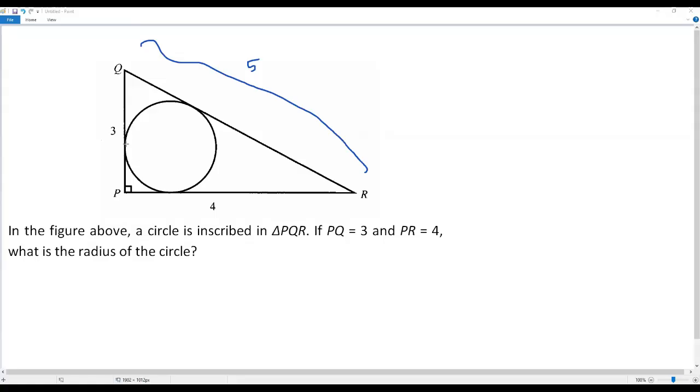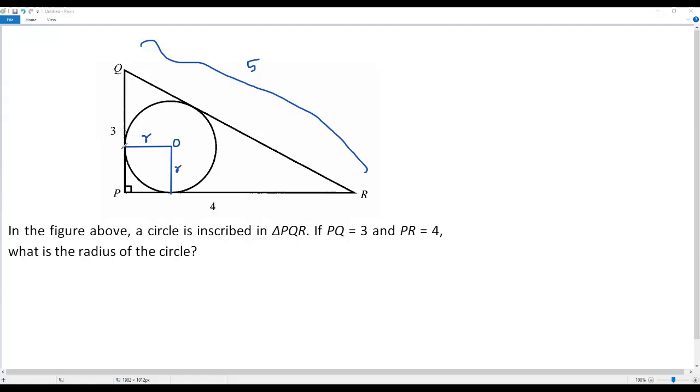Let me draw two radii. One is a horizontal radius. Let me draw it over here. And also let me draw another radius which is vertical. Okay, now I have drawn two radii. So one is a horizontal radius and another one is a vertical radius. And here we have the center of the circle. And I assume R as the radius of the circle.